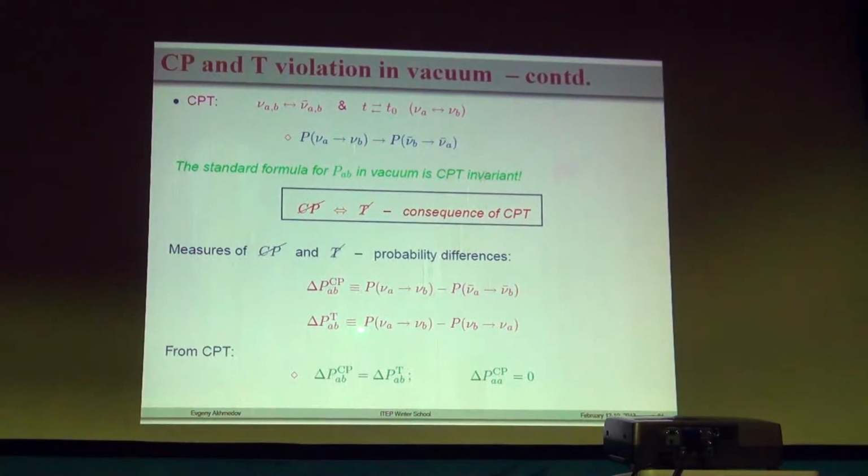Similarly, for T violation, we should take the probability of nu A going into nu B and subtract from it the probability of nu B going into nu A. And again, if it is non-zero, we have the effect of T violation. And as I already said, these two differences, the two asymmetries of probabilities, CP violating asymmetry and T violating asymmetry, are exactly equal to each other. And for the diagonal terms, these asymmetries are zero.